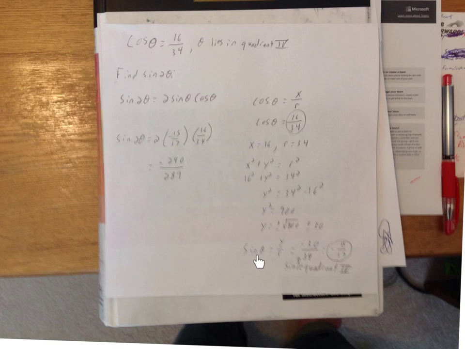Well, the sine of theta is y over r. Y is 30, r is 34 from the beginning. I do put a negative sign here because we're in quadrant 4, and the sine is negative in quadrant 4. So we have two choices, and we want the negative one since it's quadrant 4. I simplify that, divide by 2, and get negative 15 over 17. Then multiply and get the final answer, negative 240 over 289.